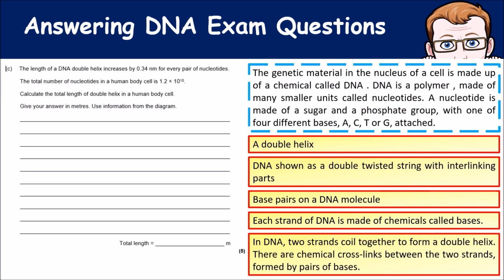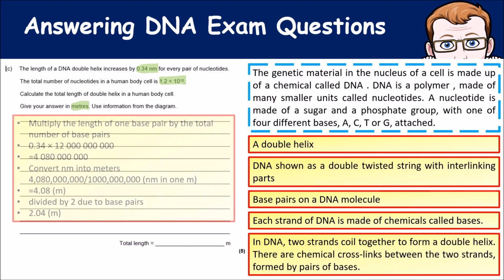This takes us on to the second part. The length of DNA in a double helix increases by 0.34 nanometers for every pair of nucleotides. That's really important, so note that. The total number of nucleotides in the human body is 1.2 times 10 to the power of 10. Calculate the total length of the double helix in the human body. Give your answer in meters, using the information from the diagram we've just looked at to help. There are a number of things in this calculation that we need to take account of.